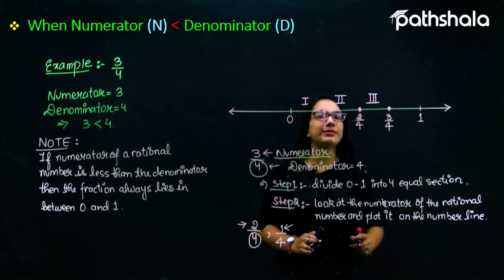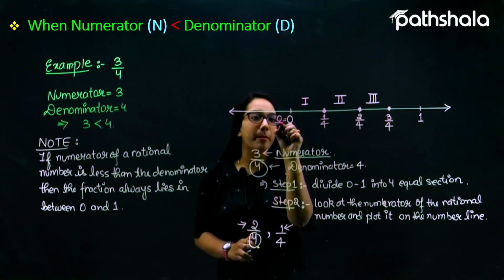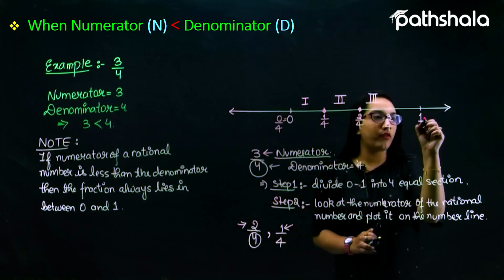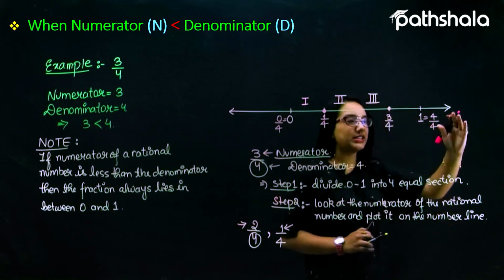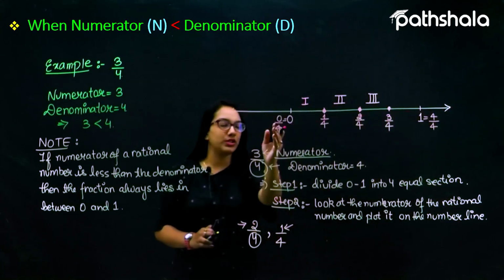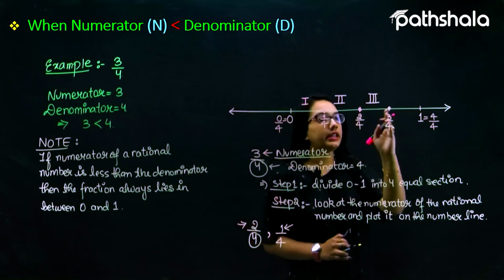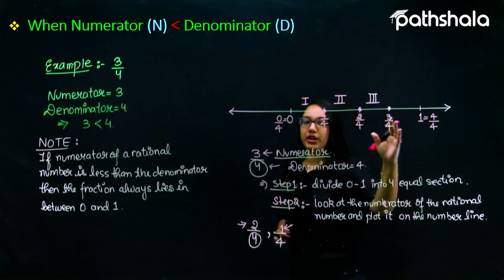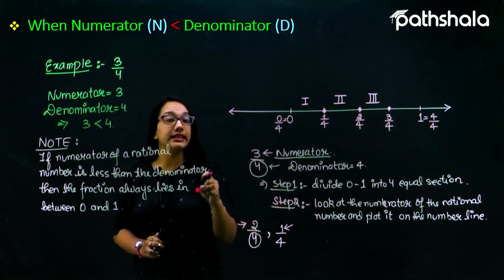In the same sense, you can write 0 over here as 0 by 4, and similarly you can write 1 over here as 4 by 4. So all of these are nothing but rational numbers. So this is 0 by 4, 1 by 4, 2 by 4, 3 by 4, and 4 by 4. This is the representation of a rational number whenever the numerator is less than the denominator.